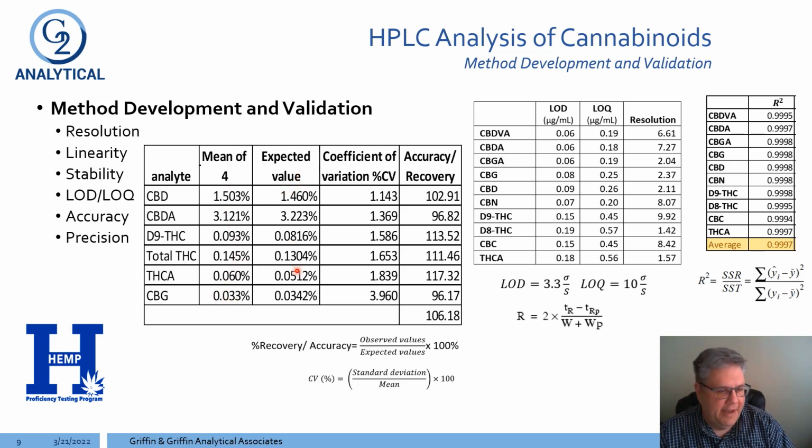Here is the expected value, or maybe better stated, the published mean of the Kentucky hemp sample. And you can see our coefficient of variance on these analytes, and then the accuracy or recovery. So assuming that this expected value is 100%, that's how we calculated this accuracy or recovery. So we're pretty happy with these results. And so with that, we headed off to try to do some other interesting things with some new pieces of technology.